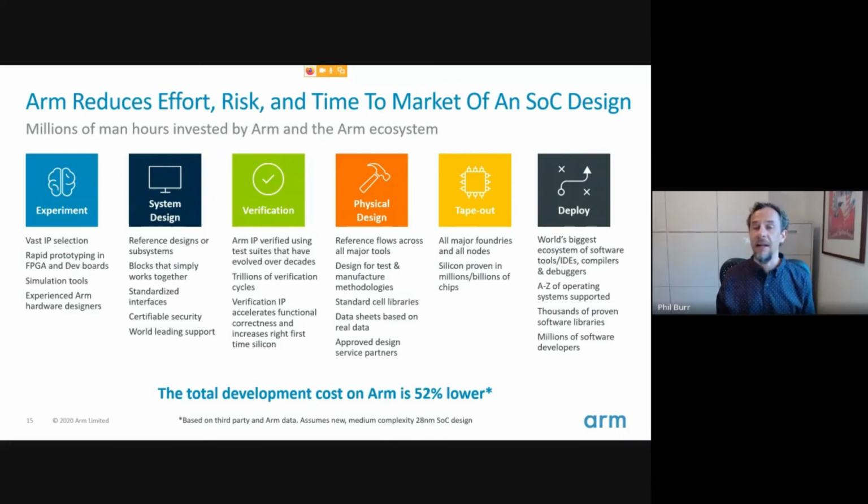And then another area to highlight is around that physical design. So we work really closely with the providers of those design tools, and together we make sure that ARM technology just works in those design tools, and works across all of the major foundries that create those chips. And again, that makes a huge difference. And again, that can save between 3 and 5 man-years of effort.